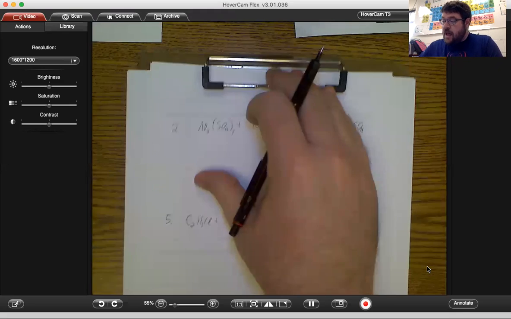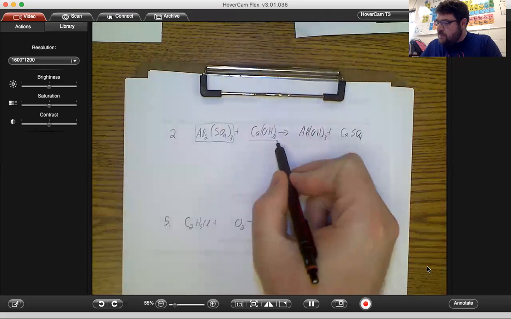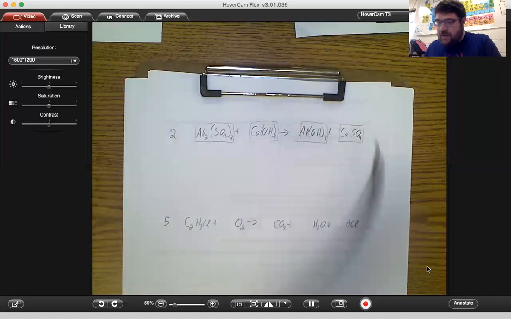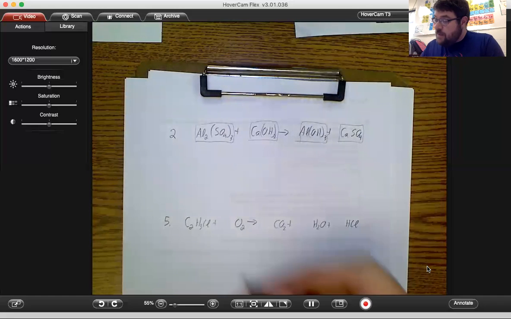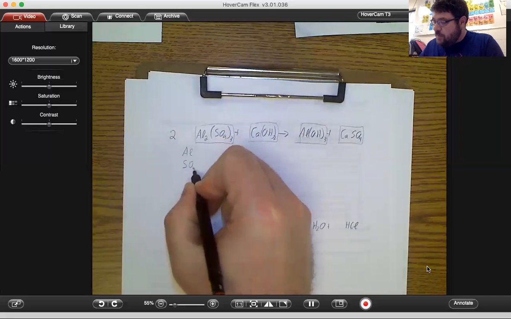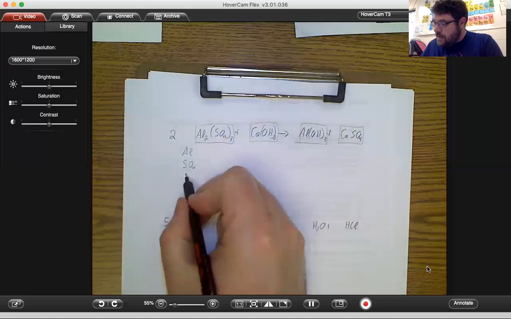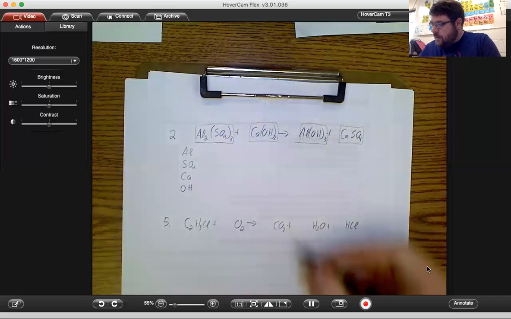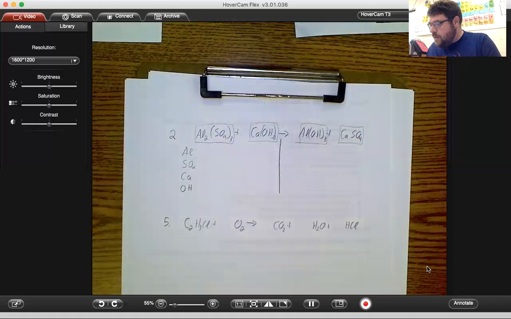Number 2 first. As always, remember you can't change the formulas. You have to leave those alone because presumably Mr. Wood wrote the formulas correctly when he made the problems. Start with an element inventory. We always start the same way. What do we have? We have aluminum. We have sulfate. Remember, sulfate's present on both sides, so I can keep that together. Calcium and hydroxide. Again, I like to divide it up right under the arrow, so that makes it easier to keep track of what's where.